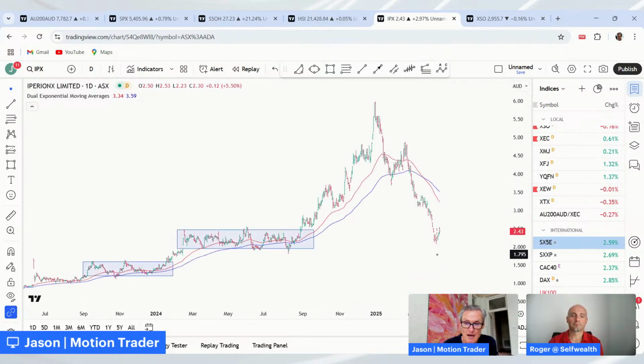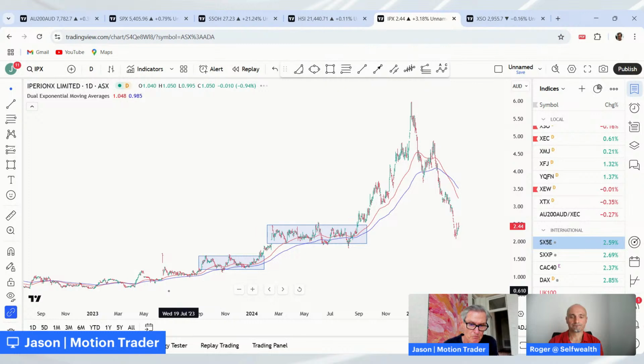Yeah, this has all come apart quite a bit. For me, this is certainly not a buy. If I had it, I would have sold it earlier. Like, this was a momentum trader stock.